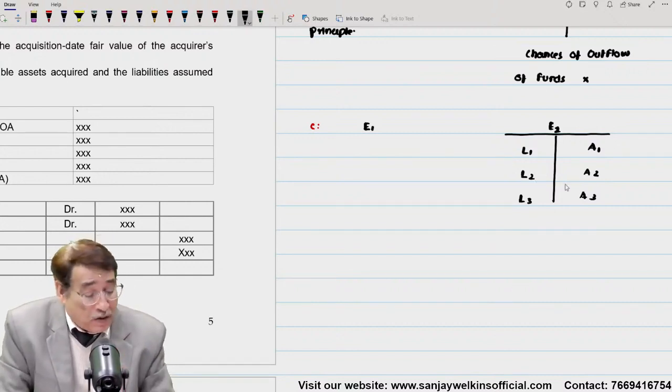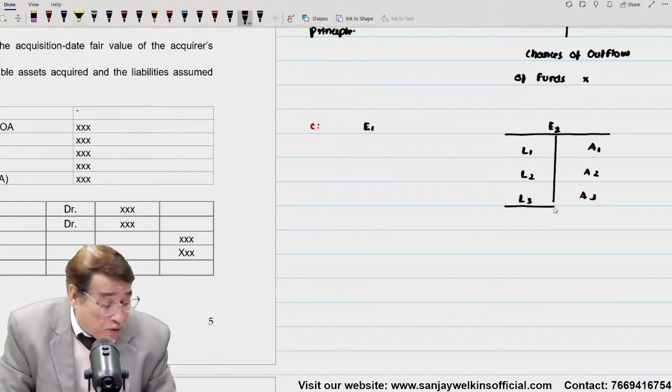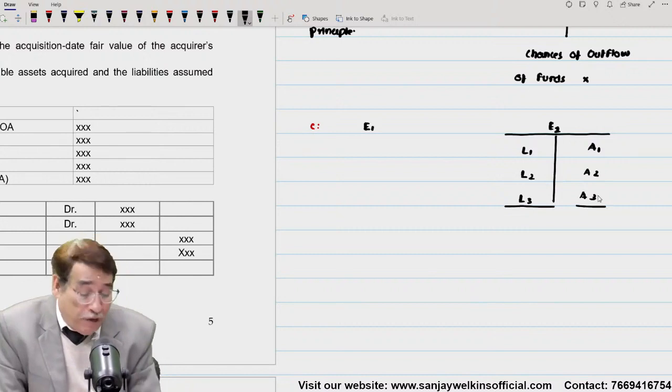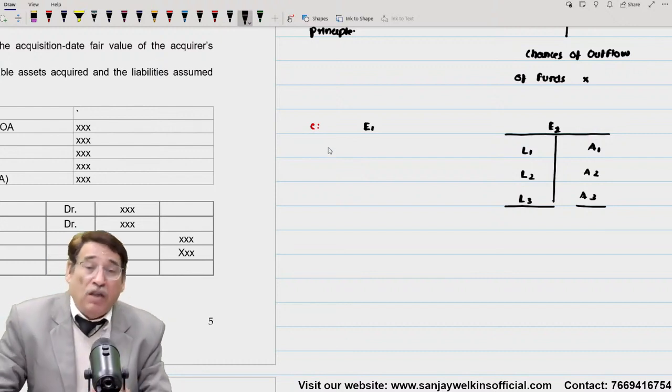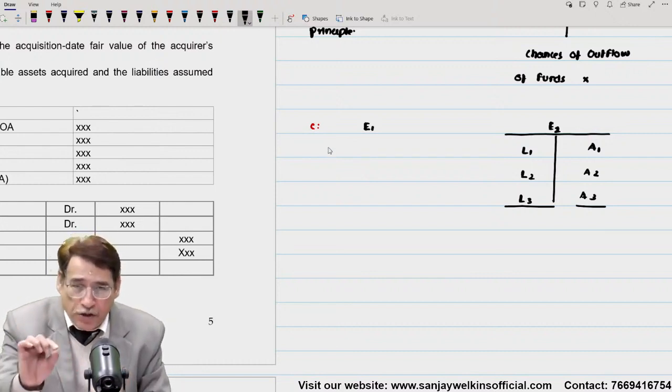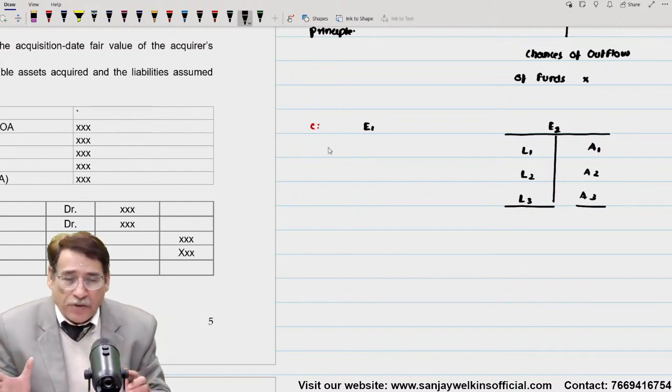The general principle is that all the assets and liabilities which are appearing in the books of the acquiring company will be recorded over here. And generally, all these items are recorded at fair value. This is the general principle under point number 2A we saw.